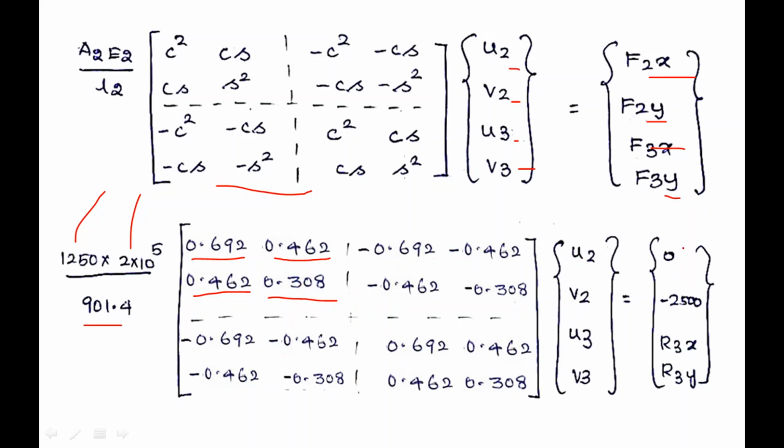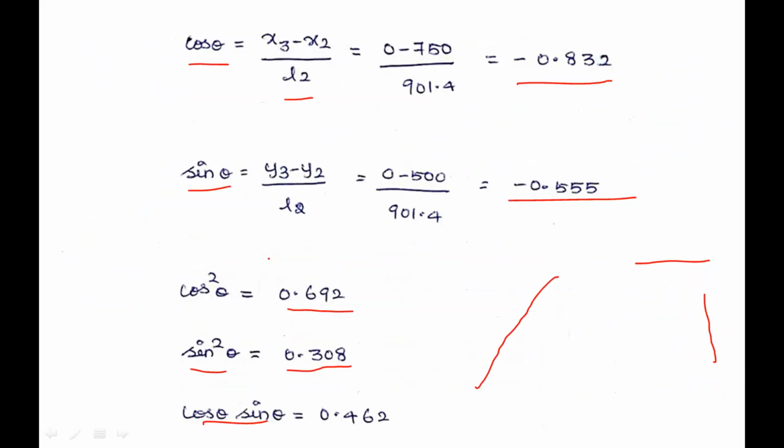So on the right hand side, we are writing F2x as 0, F2y is again half of the load P by 2, so minus 2500, and F3x and F3y become reaction forces R3x and R3y because it is a supported point. One more point we have to remember. Whenever you have values like the cos theta sin theta terms, when we evaluate, it is better to keep up to 3 decimal places. Otherwise we will end up with some error in the answer.